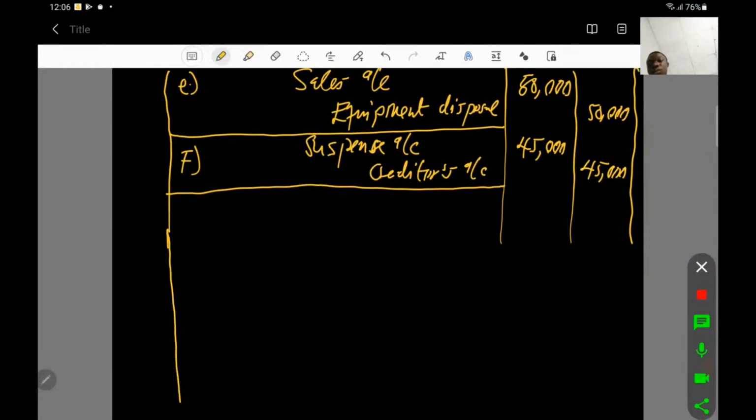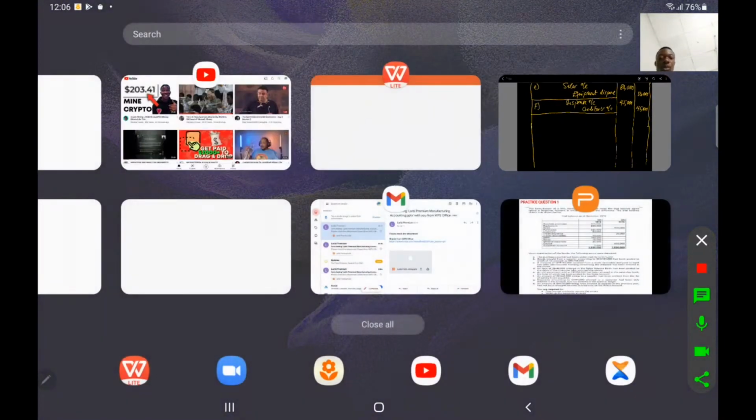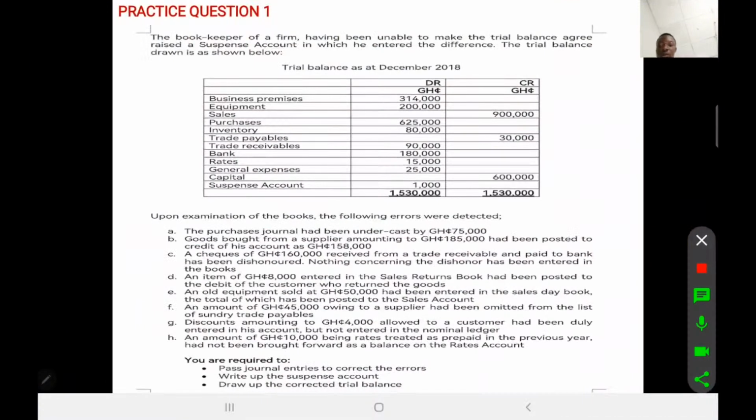So let's continue with the two transactions, then we move on to operation of suspense and then the rest. Continue on that light. So from F we move on to G. With G, they are saying that a discount amounting to 4,000 allowed to a customer had been duly entered in his account but not entered in a nominal ledger account.